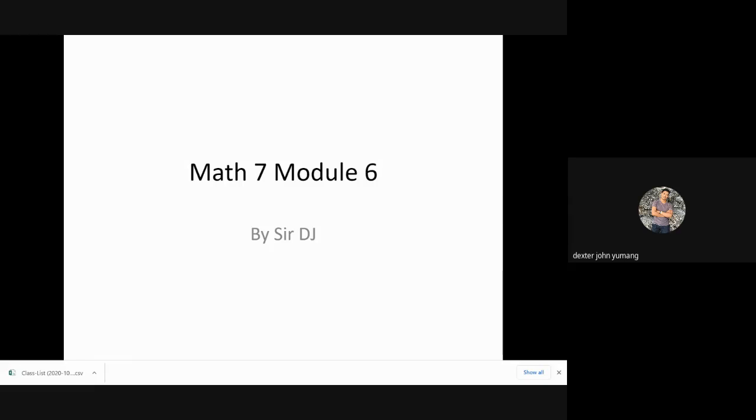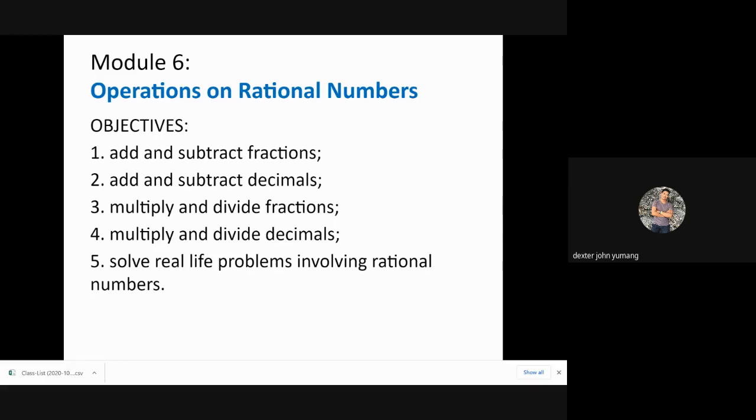So what is this module number 6 all about? First, we are going to add and subtract fractions, which will be our lesson for this day, add and subtract decimals, multiply and divide fractions, and multiply and divide decimals. At the same time, we are going to solve word problems involving addition, subtraction, multiplication and division of fractions and decimals. Now on the chat box, I would like you to give an example of a fraction.